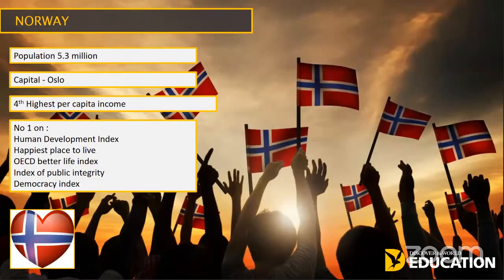Okay, so a little bit of information about the human side of Norway. Population, as I said, 5.3 million. The capital is Oslo. It has the 4th highest per capita income, so it is quite a wealthy country. It's number 1 on the Human Development Index. It's considered to be one of the happiest places to live, although I did see the 2021 results this year, and actually it was Finland that came in as number 1, but Norway was number 2. And obviously they rank highly in public integrity, democracy, and in terms of better quality of life.